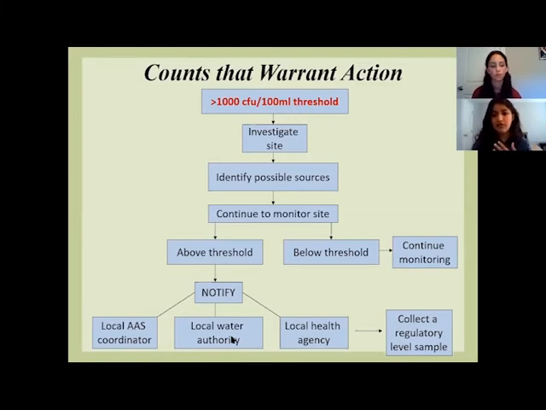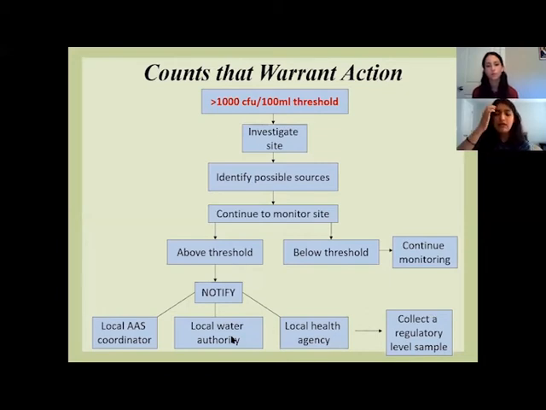Walk up and down your site. You should already be familiar with your watershed, or do a site assessment, possibly identifying possible sources of E. coli. And you just want to continue monitoring the site, so continue running samples. If you get more readings that are below the threshold, then that's okay. You can just continue monitoring.